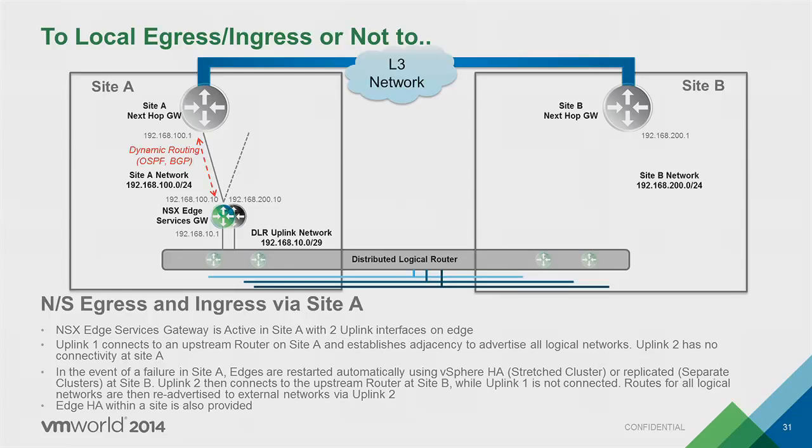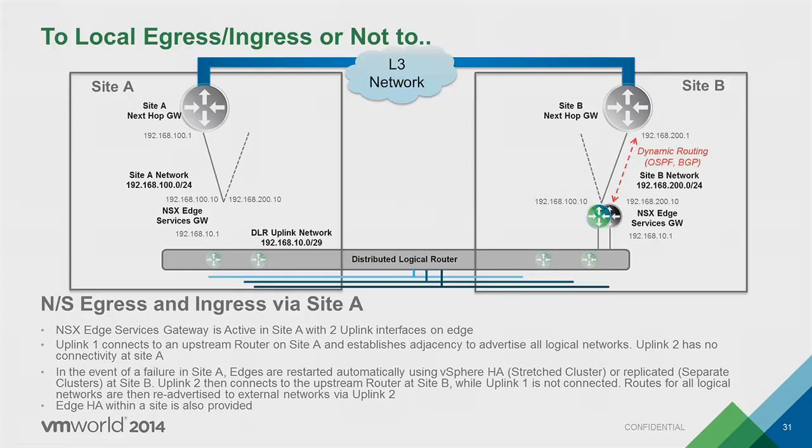The uplink 2 has no connectivity in site A. You can see here it's kind of hanging over to the side uselessly. Then in the event of a failure in site A, the NSX edges can be restarted automatically using vSphere HA in our stretch cluster, or they could be replicated using separate clusters over to site B. And then over in site B, uplink 2 will actually connect to our next hop router, and it's uplink 1 that is not connected to anything. So our adjacency here will time out, since the site has gone anyway, and will be reformed over in site B over uplink 2. So now all of our networks will automatically be re-advertised via site B.